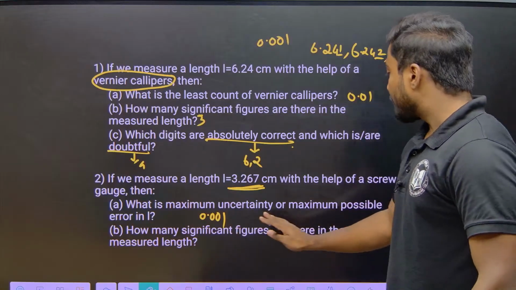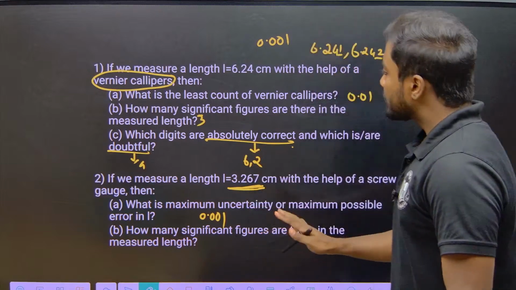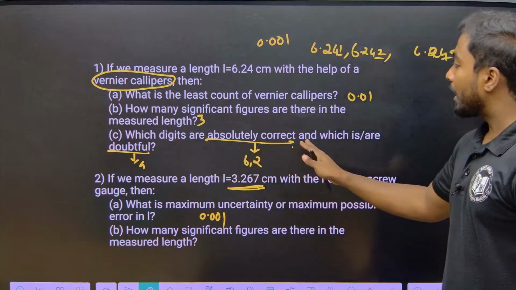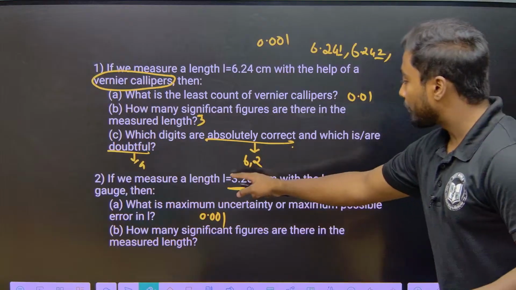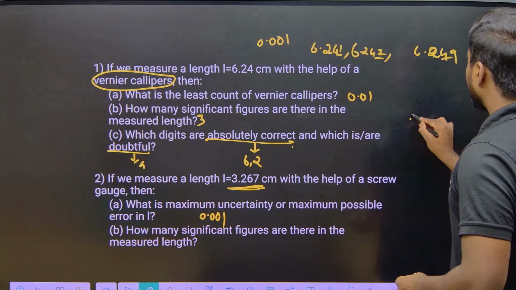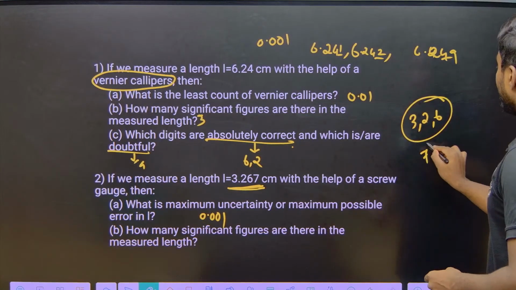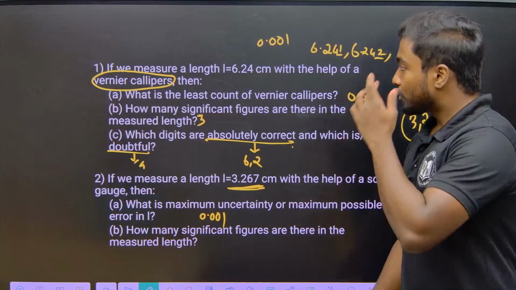So 3 different names: least count, uncertainty, maximum possible error. How many significant figures are there in the measurement? 4 significant figures: 1, 2, 3, 4. Similarly, which are the doubtful and which are the absolutely correct digits in 3.267? 3, 2, 6 are absolutely correct values, 7 is the doubtful value. Okay, so understood in this?